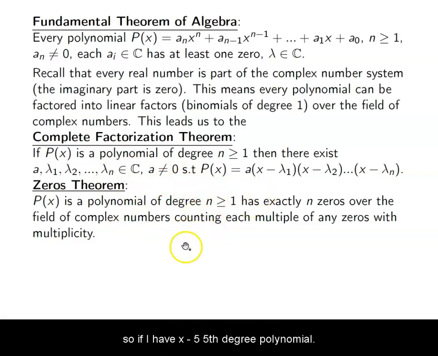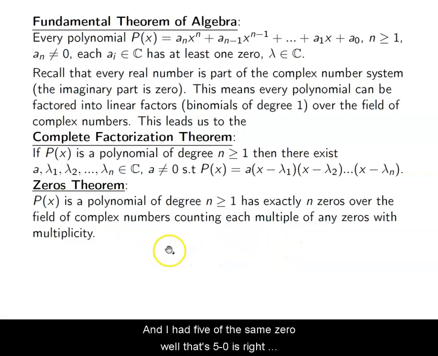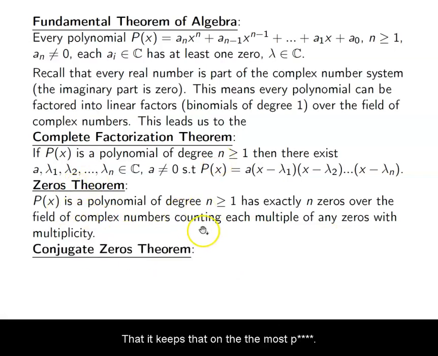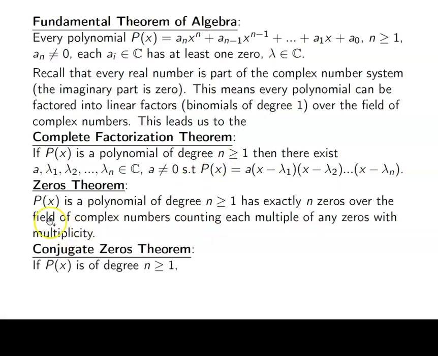If I had a 5th degree polynomial and I had 5 of the same zero, well, that's 5 zeros, right? Just because they're not different doesn't mean that there's not 5 zeros. It's a repeated root at that point, okay? So you have to keep in mind that it takes the multiplicity into consideration.